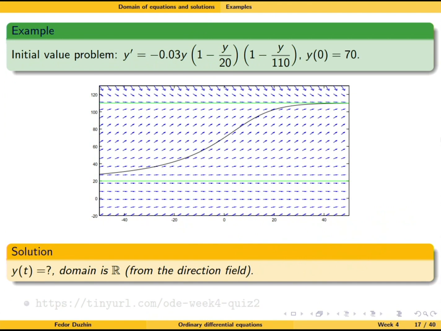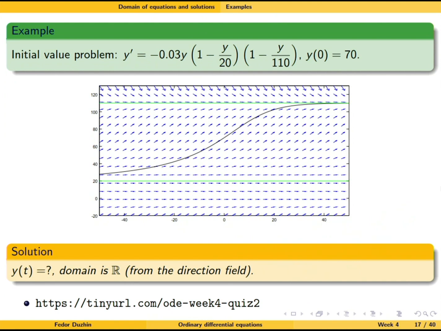Well, here is one more example. This is an equation that can hardly be solved explicitly, but if you just look at the direction field, you will see that there are two equilibrium solutions, and our solution has to be entirely between the two equilibria. Which means it cannot leave this strip between 20 and 110, and since it cannot do so, we can extend it indefinitely to the right and to the left. So the domain of the solution of this initial value problem is the whole real line.